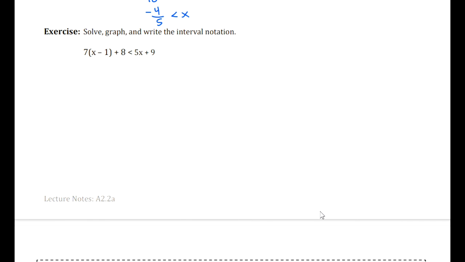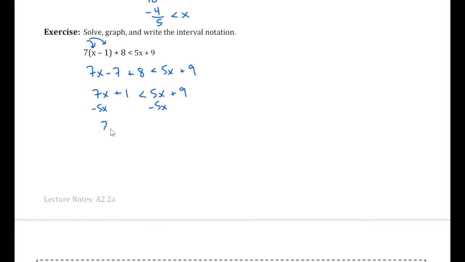So we'll do the same thing. We need to break up the parentheses by distributing. Then we combine like terms. Then we'll get all of the variables to one side. Once the variables are all to one side, we'll then move all the numbers to one side.